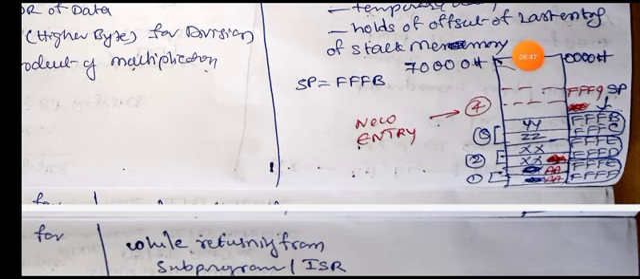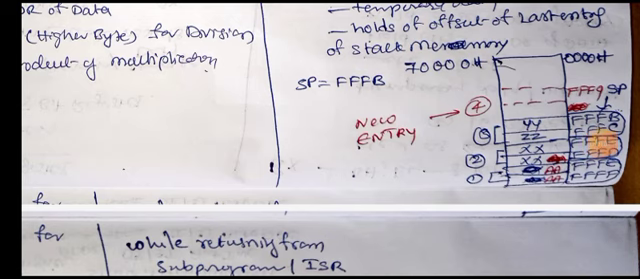If the stack is decreased, when you remove any entry from the stack memory, suppose the fourth entry is removed, now what is the top of this stack memory? FFB, right? So the stack pointer is incremented. For removal, the stack pointer is incremented. For entry, the stack pointer is decremented, right? So this is about stack memory, right?